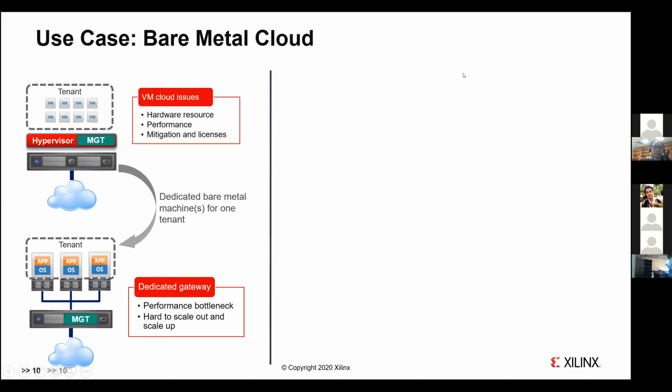So another one is for the bare metal cloud, right? In the bare metal cloud environment, usually the tenant or the customer would have much higher requirement for the resources. And usually they will also have not one single bare metal machine. They will have several bare metal machines to have their VPCs, right? So virtual private cloud.